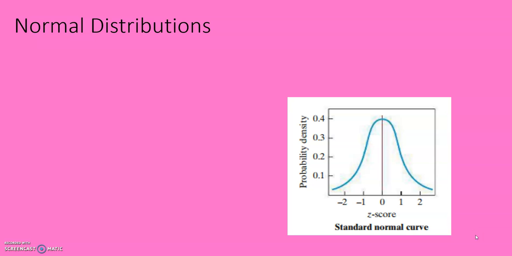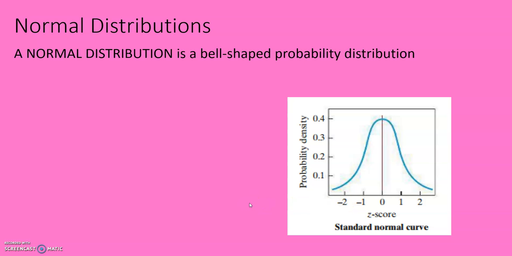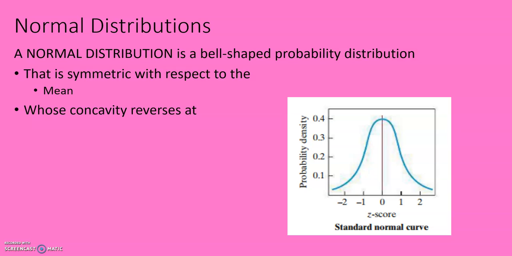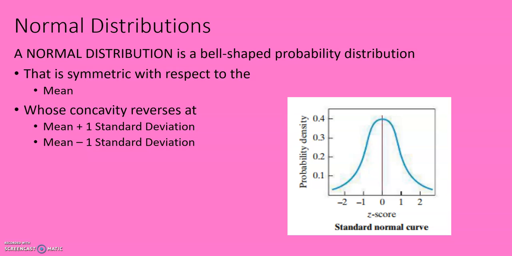Normal distributions. 0 would be our mean, 1 standard deviation away, 2 standard deviations away, 1 standard deviation to the left, 2 standard deviations to the left. A normal distribution is a bell-shaped probability distribution that is symmetric with respect to the mean. The concavity resets at the mean plus 1 standard deviation and the mean minus 1 standard deviation. These are called points of inflection.